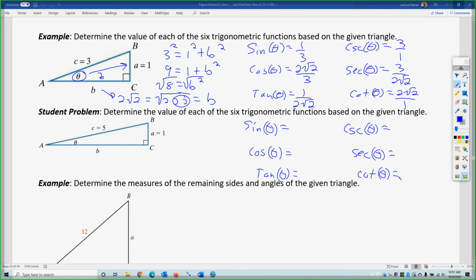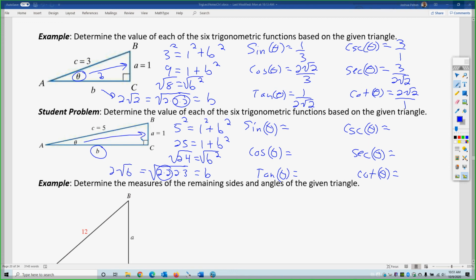Okay, so again we're missing a leg in this case. So c squared equals a squared plus b squared. So we get 25 equals 1 plus b squared. So we'll subtract 1, we get 24. So we square root both sides. We get b equals, let's see, 24 is 4 times 6. So 4 times 6, a pair of 2's comes out. So we get 2 root 6.